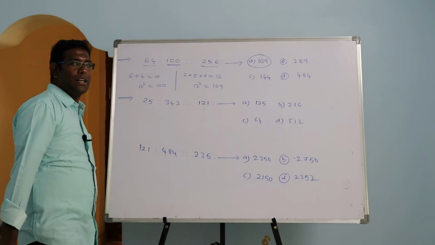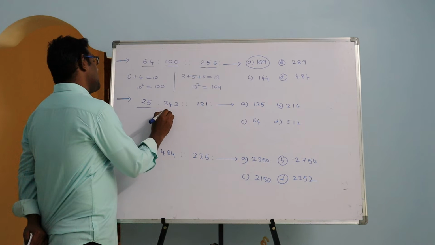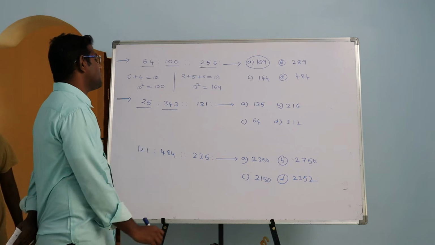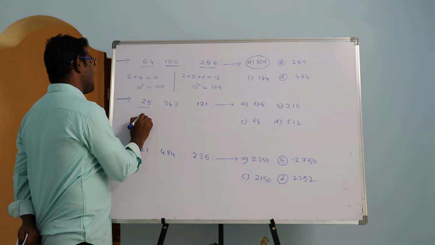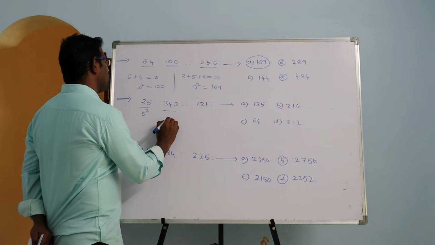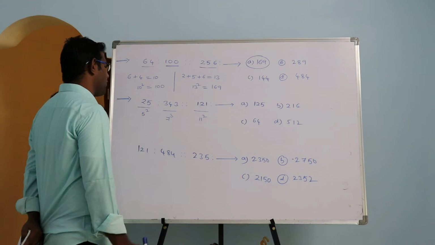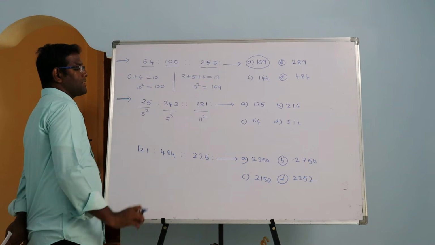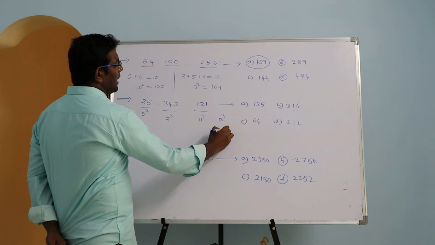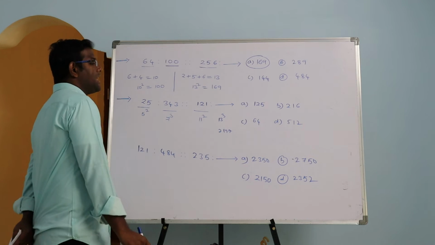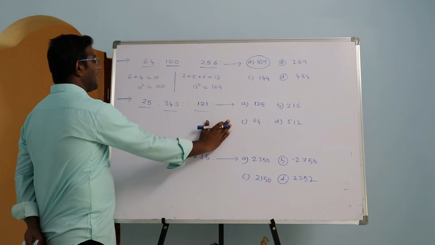25 is to 343 as 121 is to dash. Is there any relation between 25 and 343? 25 is the square of 5. 343 is the cube of 7. 121 is the square of 11. The next prime number after 5 is 7. The next prime number after 11 is 13. What about 13 cube? 2197. Is 2197 in the options? There is no 2197 in the options.